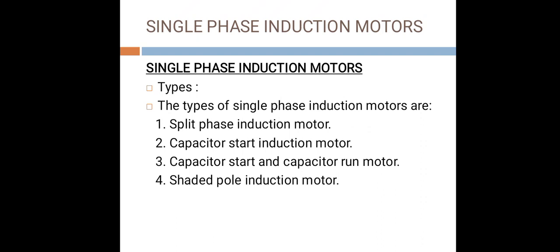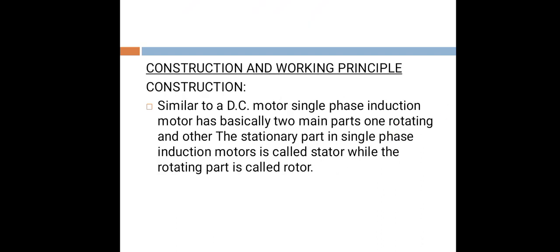Today we are going to discuss single phase induction motors. There are four types. The first one is the split phase induction motor. The second one is the capacitor start induction motor. The third one is the capacitor start and capacitor run induction motor. The last one is the shaded pole induction motor.